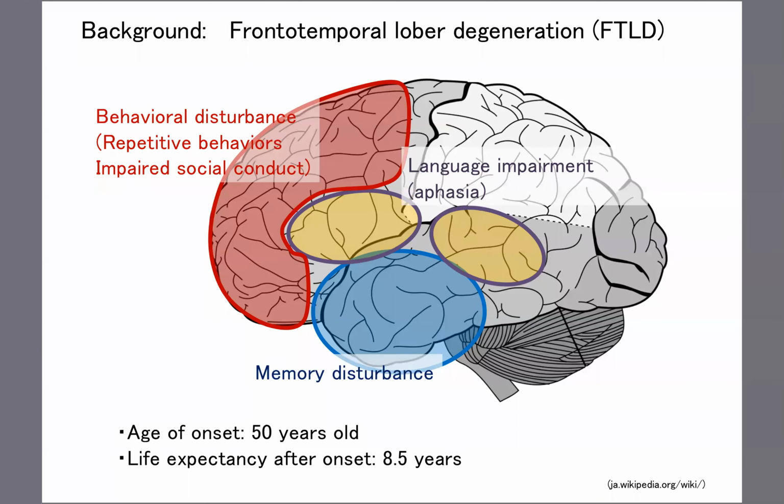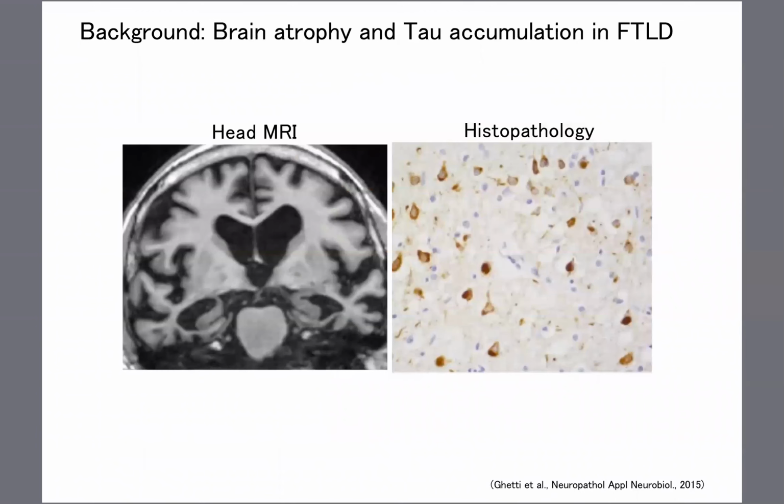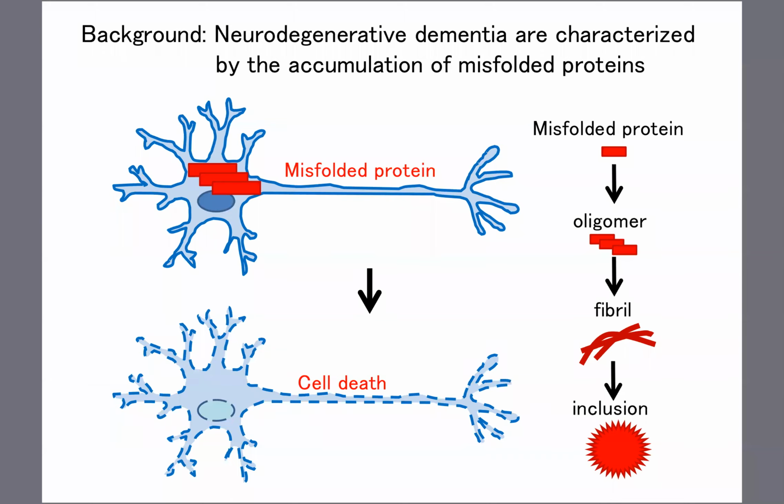Corresponding to the affected brain region, FTLD patients show behavioral disturbance, language impairment, and memory disturbance. Age of onset is 50 years old. Life expectancy after onset is 8.5 years. FTLD is characterized by prominent atrophy in the frontal and temporal lobes of the brain and tau accumulation. At the cell level, accumulating evidence strongly implicates misfolded proteins, especially oligomers, as a causative agent for most neurodegenerative dementias, including FTLD.